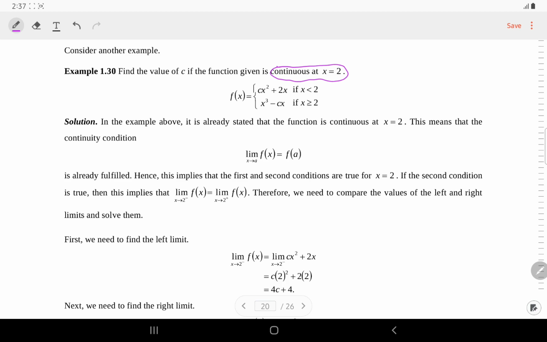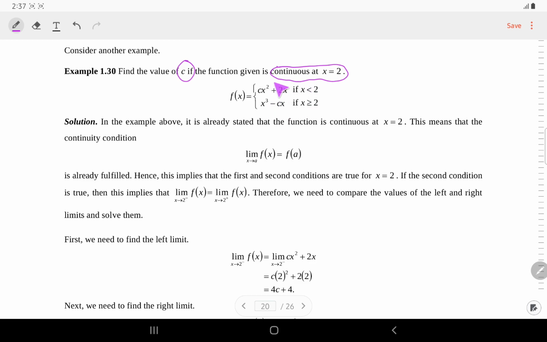The function is continuous and we need to find the value of c. Where is our c? C is right here and right here. Same with the previous example, we are given a piecewise function, so be careful to choose the right function for the condition.